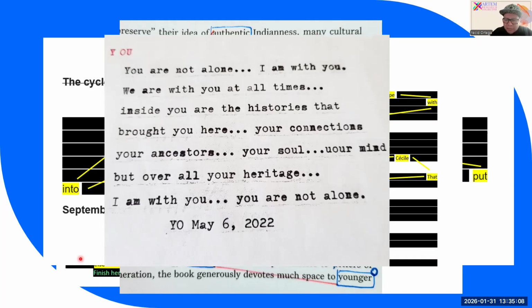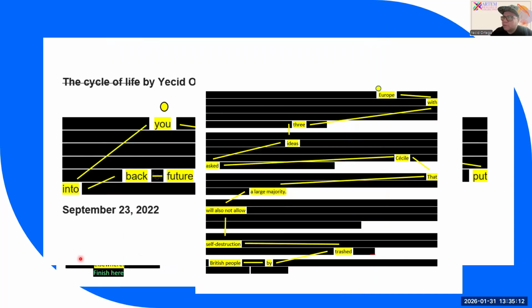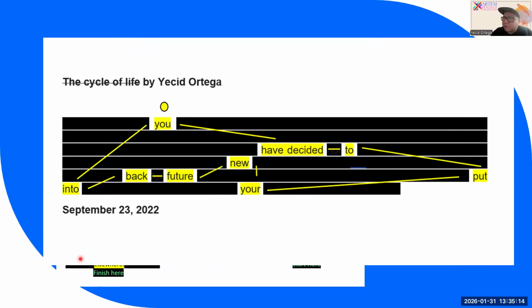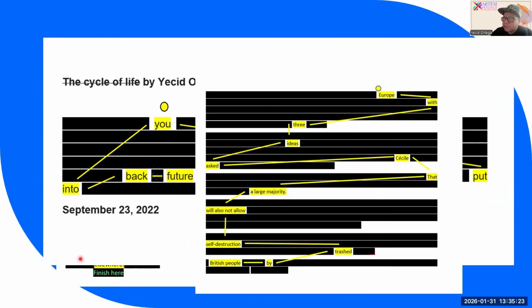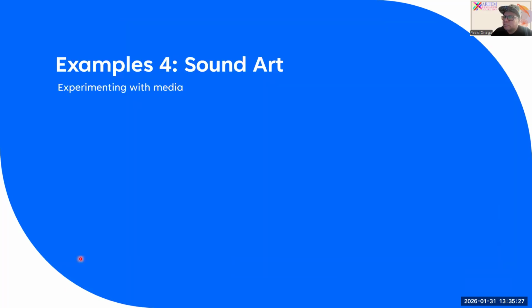So you can see how you can use your data to play around to create experimental poetry as well. So I do a lot of experimental things, as you can see. Most of my work in art is experimental, and you can use your data to play around in these ways.